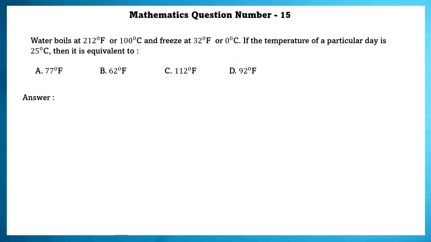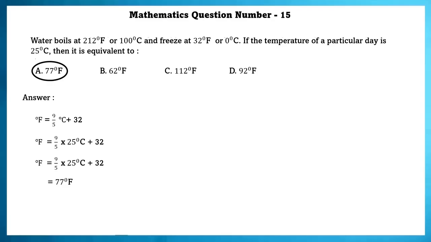Mathematics question number 15. Water boils at 212 degree Fahrenheit or 100 degree Celsius and freezes at 32 degree Fahrenheit or 0 degree Celsius. If the temperature on a particular day is 25 degree Celsius, then it is equivalent to. Now there is a formula for converting Fahrenheit into Celsius. Now using this value, if we calculate, we can get the answer as 77 degree Fahrenheit. So, the temperature on a particular day is 77 degree Fahrenheit.